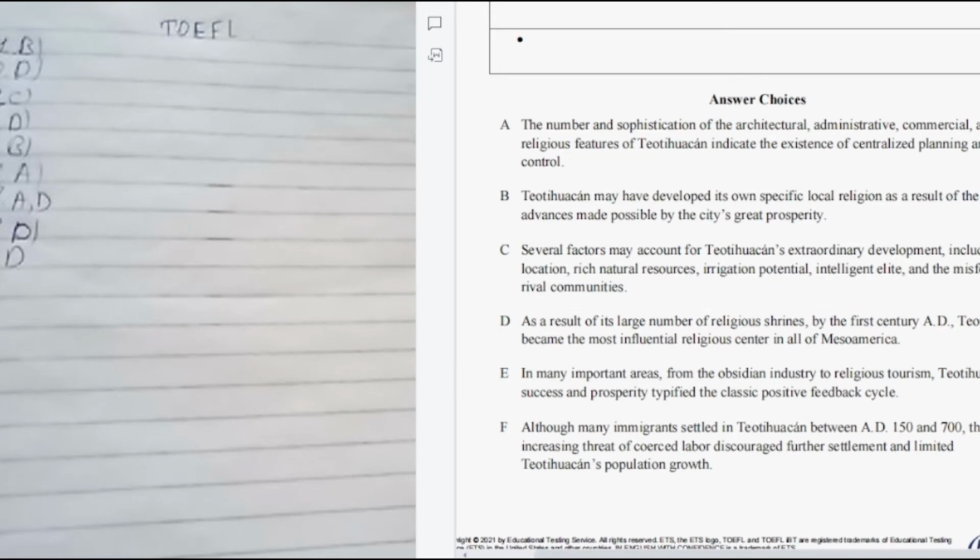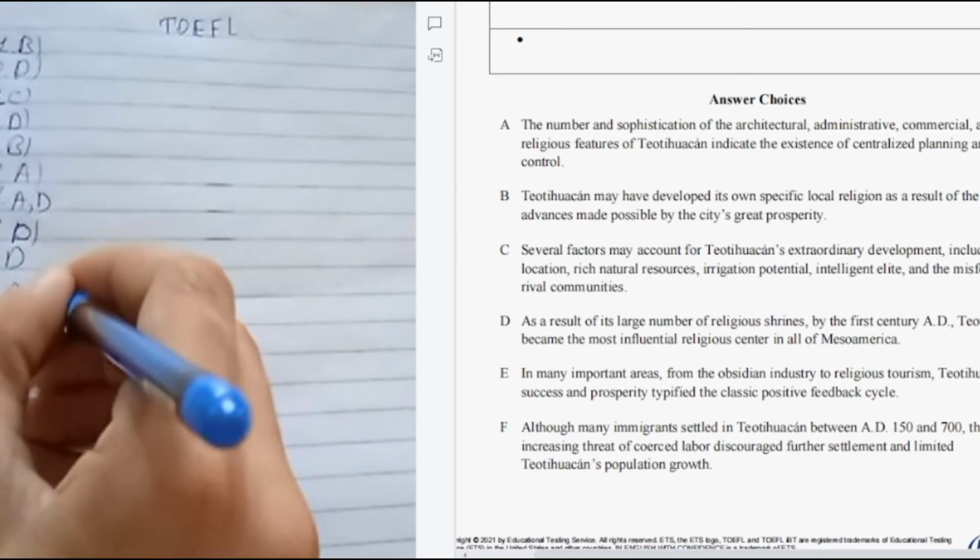I think that is A. No, no, not A. Cultural advance made possible by the city's great prosperity. B, C, D.